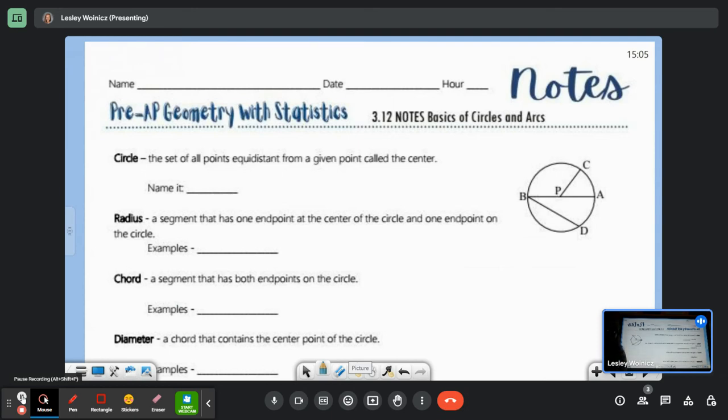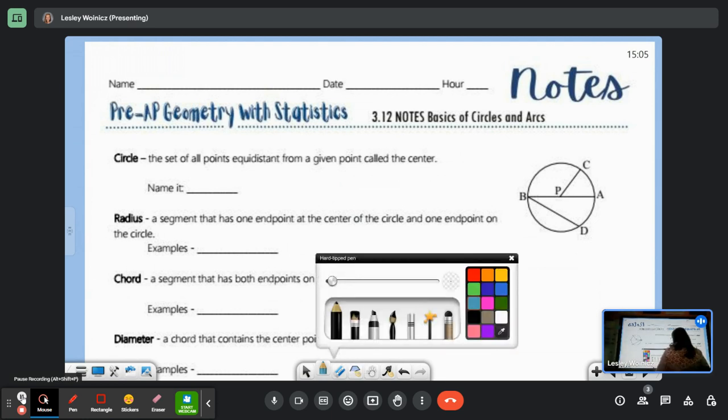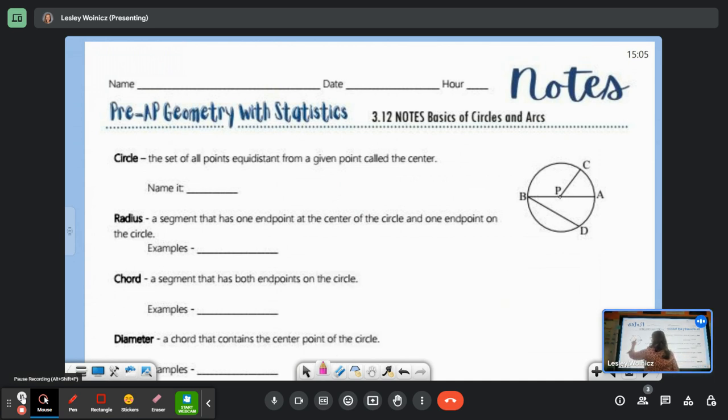Right, we have first the circle, which is a set of all points that are equidistant from a given point called the center. Okay, we name a circle using the center point. So we draw a little picture, circle, and then we call it P, because that's the point that's in the middle.